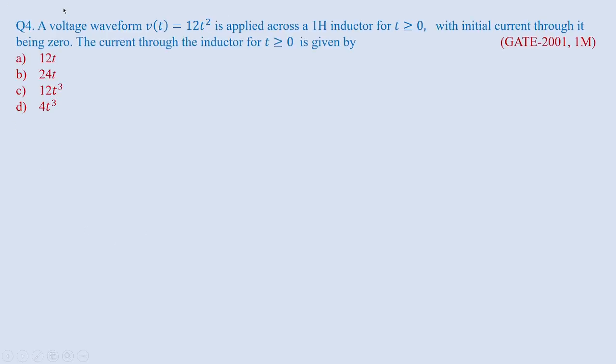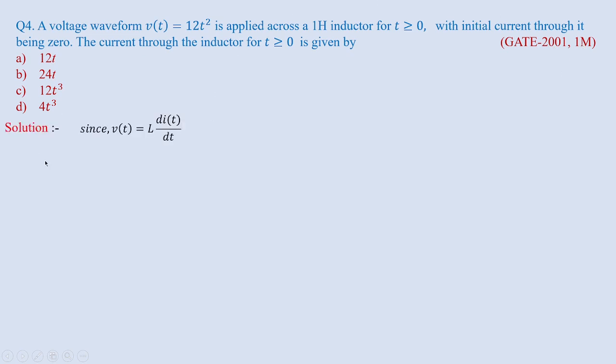In the fourth problem, a voltage waveform v of t equal to 12t squared is applied across a 1 Henry inductor for t greater than 0 with initial current through it being 0. The current through the inductor for t greater than 0 is given by the options A, B, C, D, that is 12t, 24t, 12t cube, 4t cube, and this was asked in GATE 2001 for 1 mark.